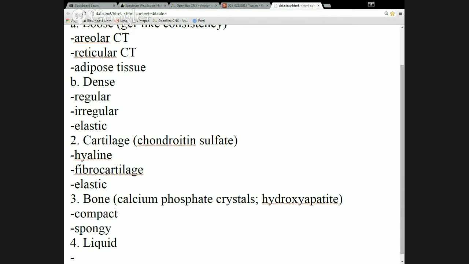But bones are mostly made up of spongy bone. And when we get to talking about bones, which will actually be next week, we'll look at the structure of bones in a little more detail. And then finally, we have liquid tissue. Now, some sources might talk about multiple types of liquid tissue, but really there's just blood.